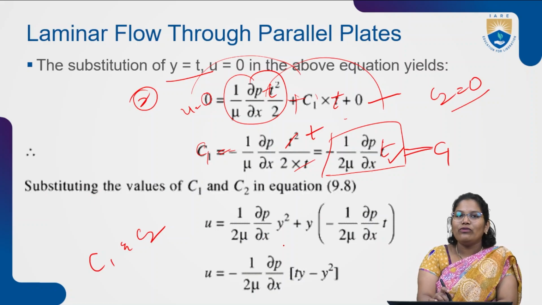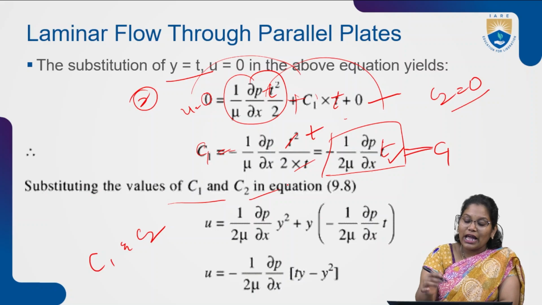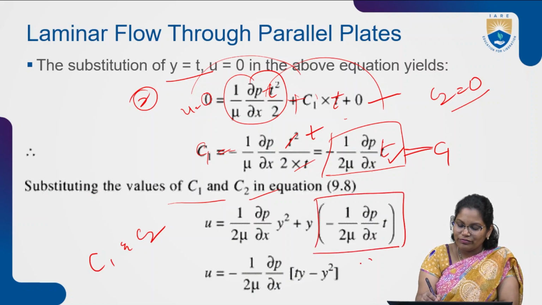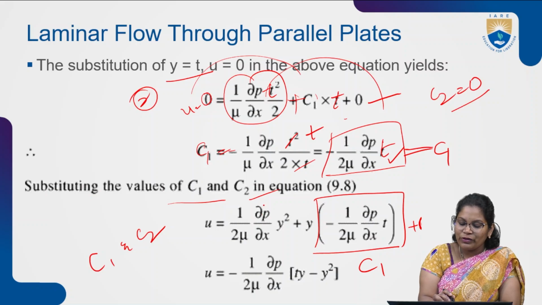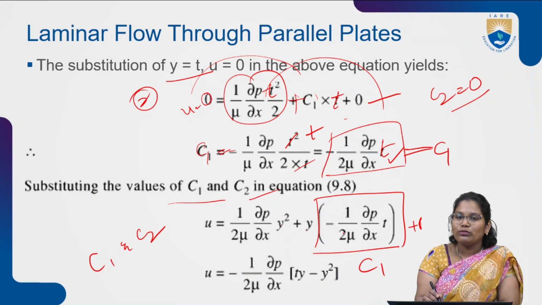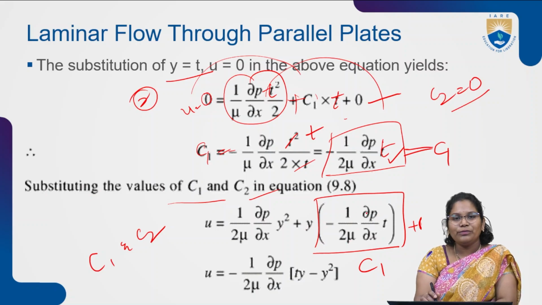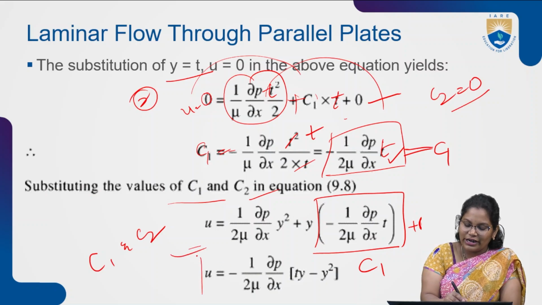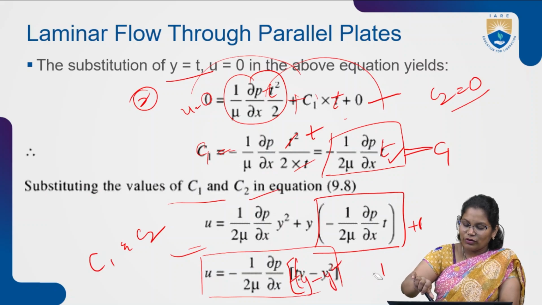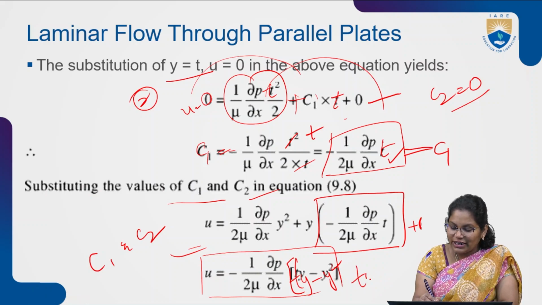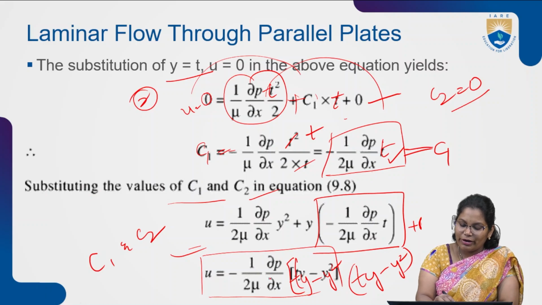After getting the c1 value, we substitute these c1 and c2 values in the above equation. So u is equal to 1 by 2 mu dou p by dou x into y square plus y into minus 1 by 2 mu into dou p by dou x into t, plus c2 is 0. This is the equation. From this, we get the final one: u is equal to minus 1 by 2 mu dou p by dou x into (ty minus y square). So the u value is (ty minus y square) into dou p by dou x into 1 by 2 mu.